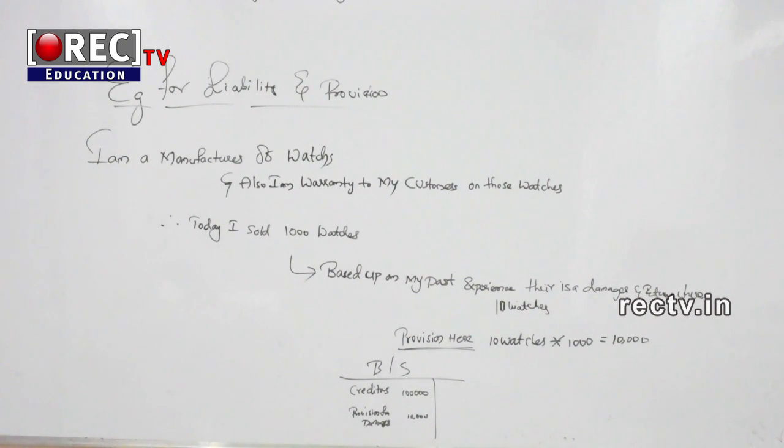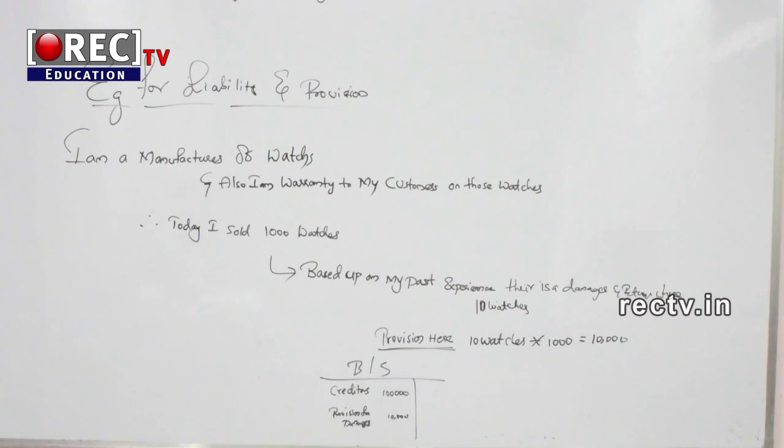Now, I am a manufacturer of watches. I am giving a warranty to my customers on those watches. Today I sold 1000 watches, and based upon my past experience, there will be damages returned by customers for 10 watches. I determine these 10 watches based upon my past experience. Now I have to create a provision for 10 watches, at rupees 1000 each. So I keep 10,000 as a provision for damages, and on the balance sheet date there is a provision for damages of 10,000 and some creditors, which is a real liability, shown at 1 lakh.